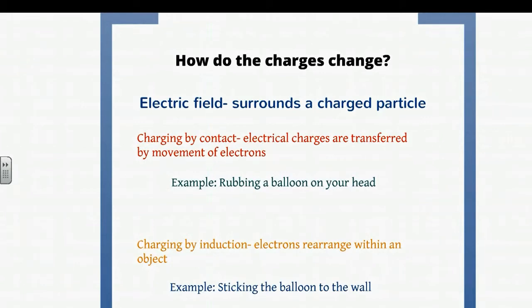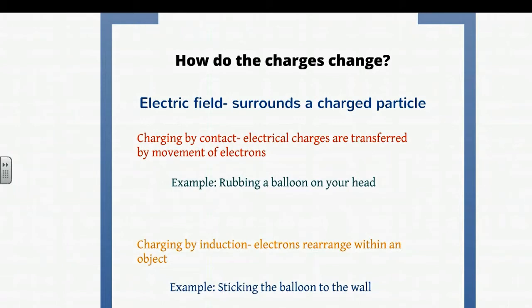Charging by induction, the electrons rearrange within an object. So in charging by induction, the electrons don't leave the object, they stay in the object, but they get rearranged in a different formation. An example is sticking a balloon to the wall. After you rub it on someone's head, you guys have probably rubbed a balloon on your head before, or on your sweater or something like that, you can stick it on the wall, or you can stick it on the ceiling, and it'll stay there.